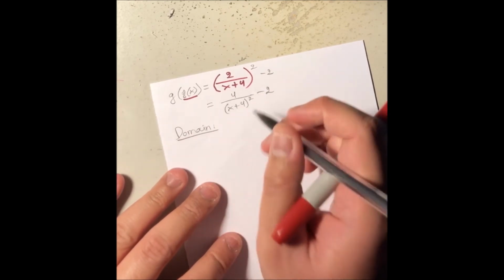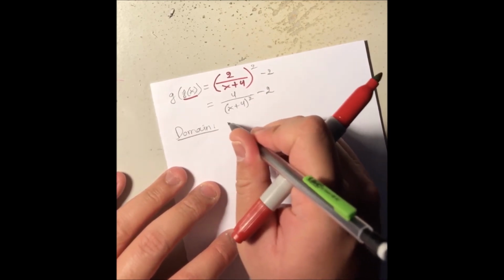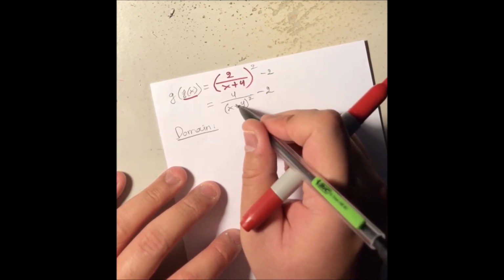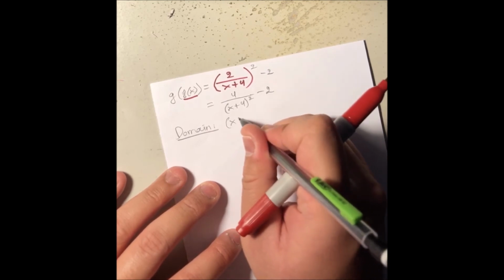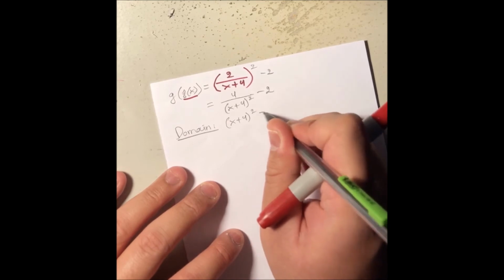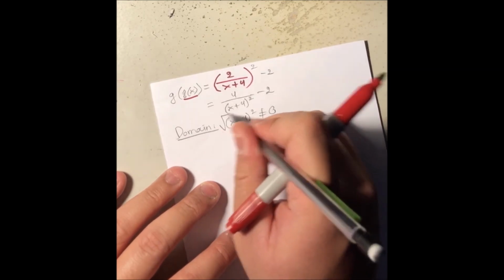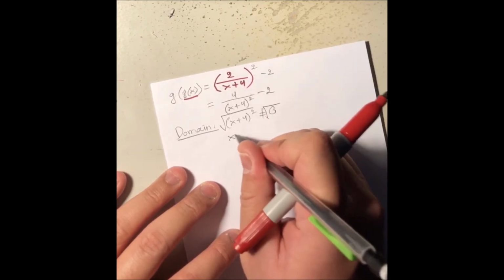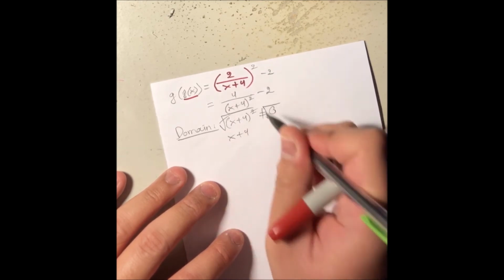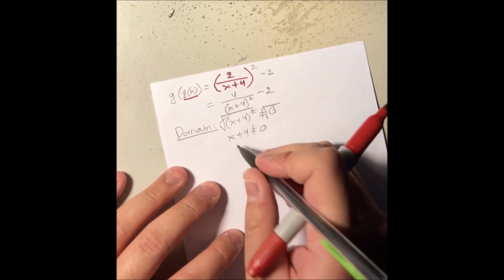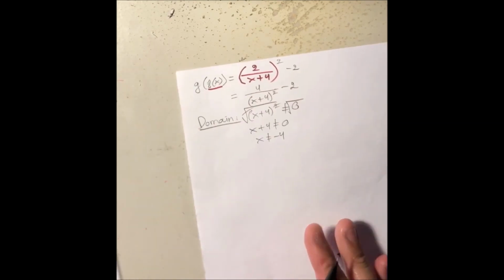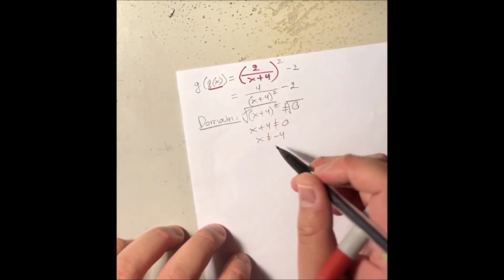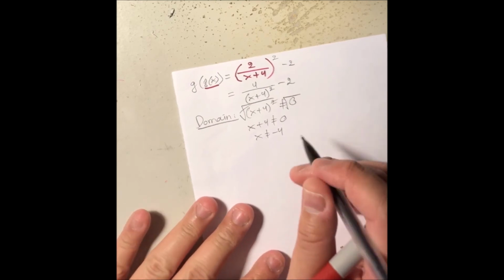So for this result here, I can just take the denominator and set it not equal to 0. Now the denominator is x plus 4 raised to the second, so I have to include this exponential power as well. Take the square root of both sides. I get x plus 4 not equal to 0, so x cannot be equal to negative 4. So this resultant function has a restriction of x equal to negative 4.